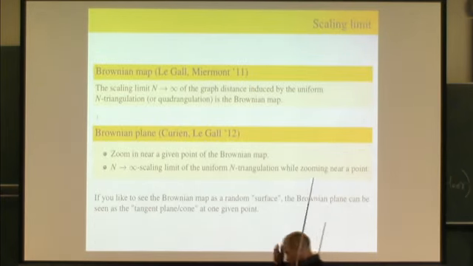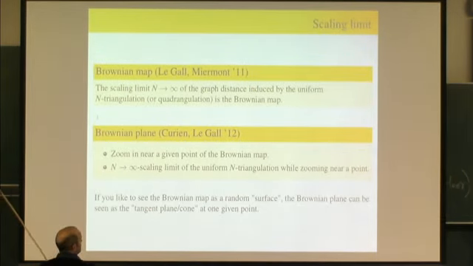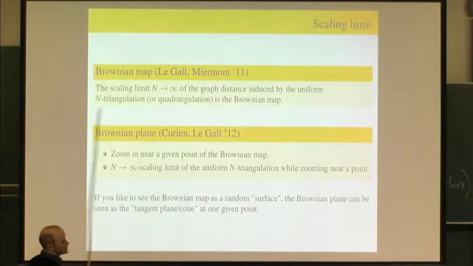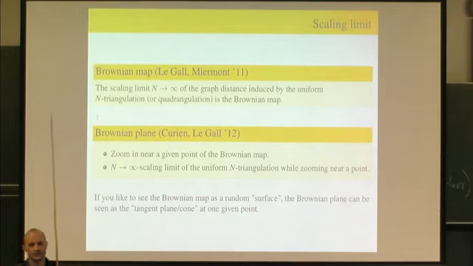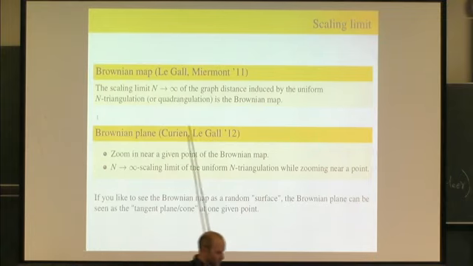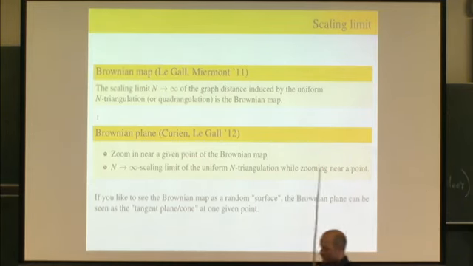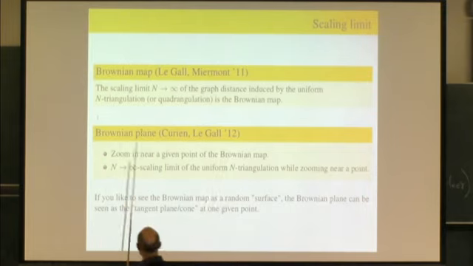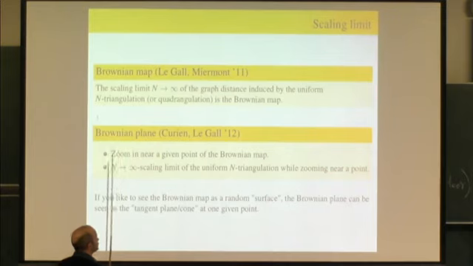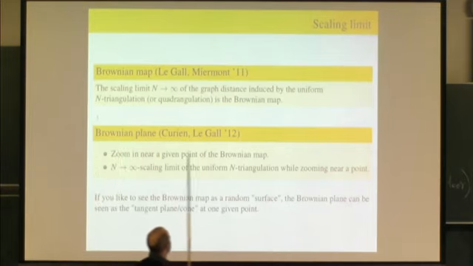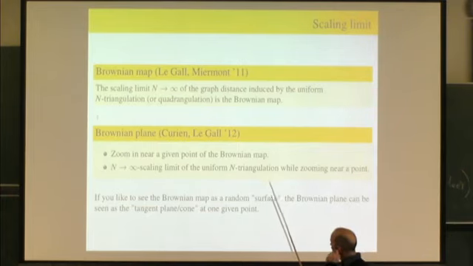Now you have a random metric space, and if you take the scaling limit as n goes to infinity, this random metric space converges for the Gromov-Hausdorff topology towards some random metric space, which is called the Brownian map. And this Brownian map has the topology of the sphere. This was proved by Le Gall and Miermont for triangulations and quadrangulations. But I will also mention another result by Curien and Le Gall, which is the Brownian plane.